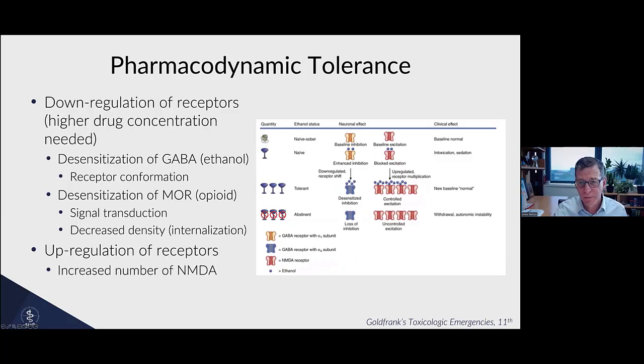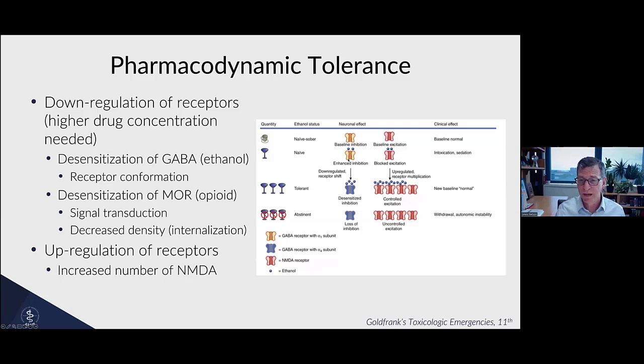And then there's the pharmacodynamics of tolerance. And here what you're looking at are changes in how the receptors are affected by alcohol. Right? Essentially, I'm just using alcohol as an example. This could be opioids as well, or anything for that matter. But at baseline, you have normally functioning receptors, both the GABA on the left and the NMDA receptor on the right.